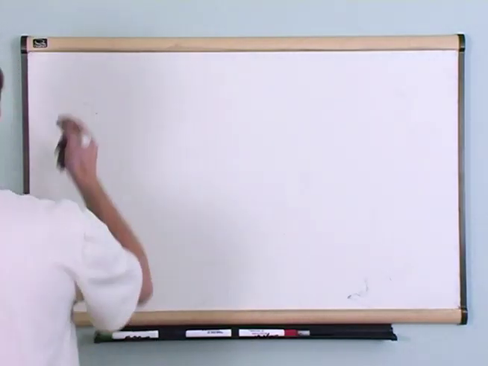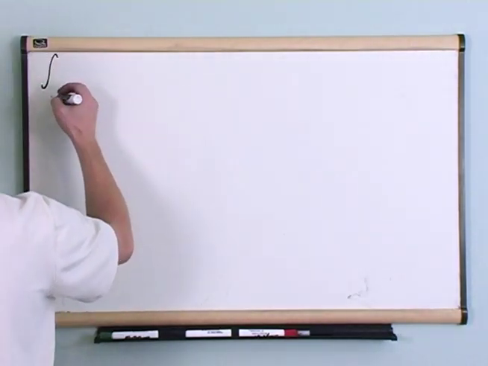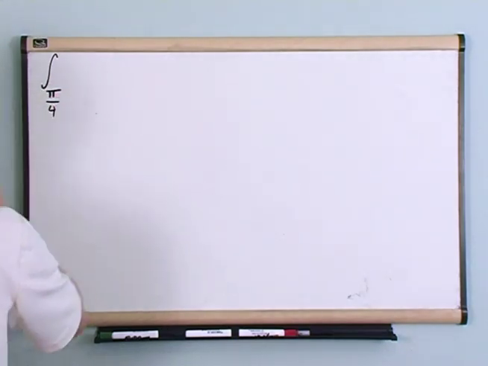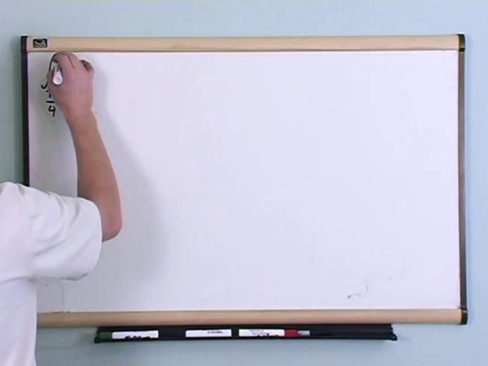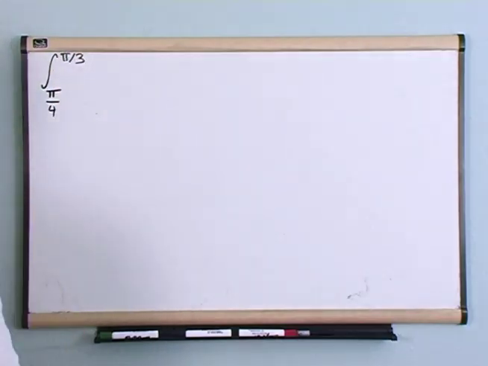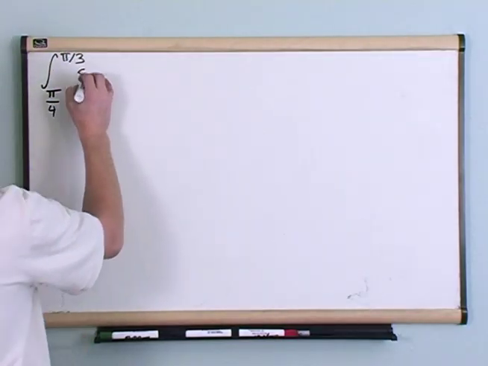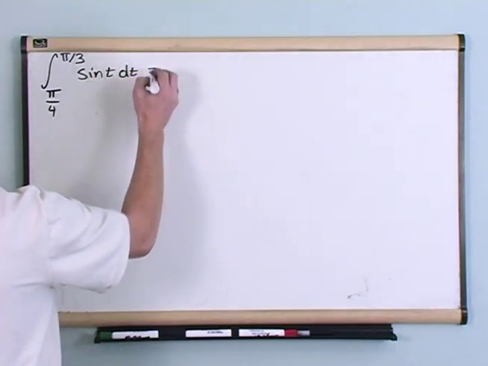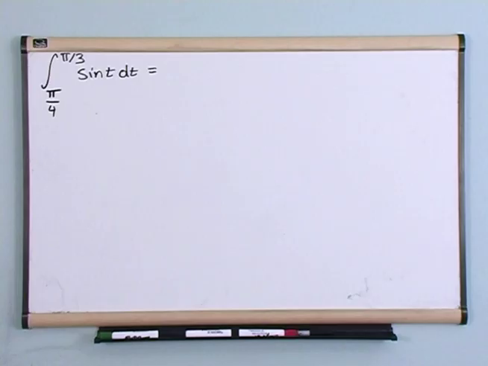Let's switch gears a little bit and do an integral of a type we haven't done so far. From positive pi over 4 to positive pi over 3. Those are the limits of integration. And what we're integrating is sine of t dt. And we want to find out what this is equal to.